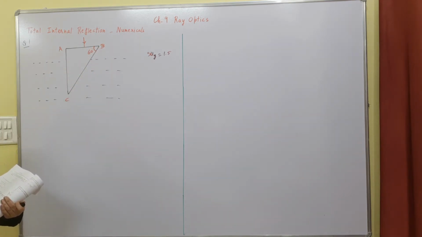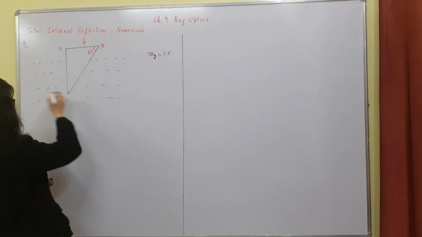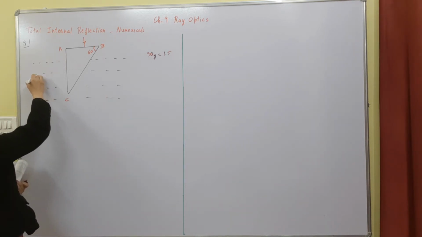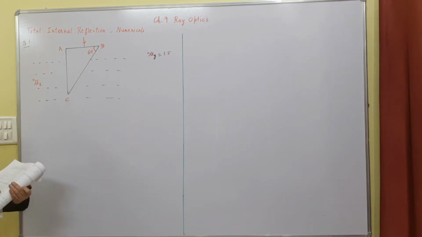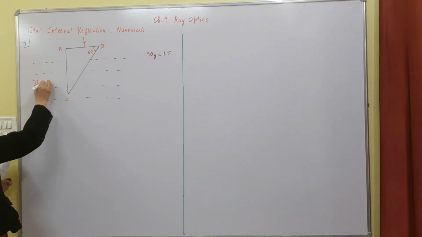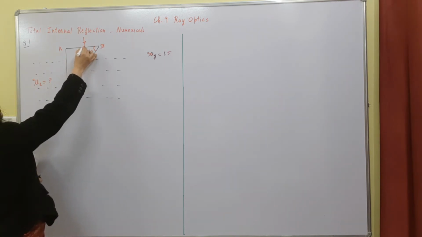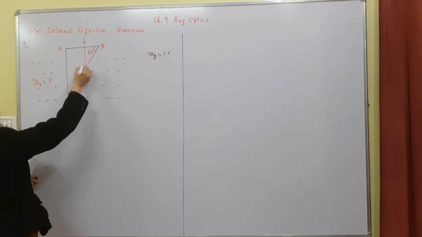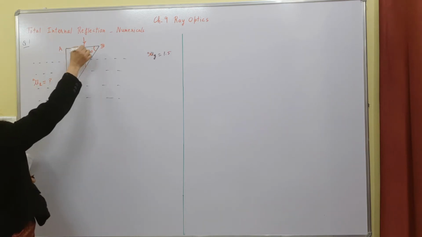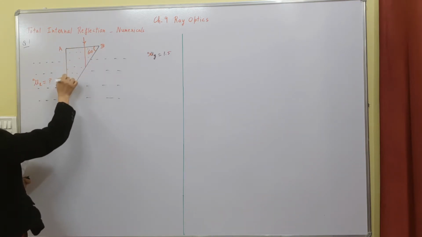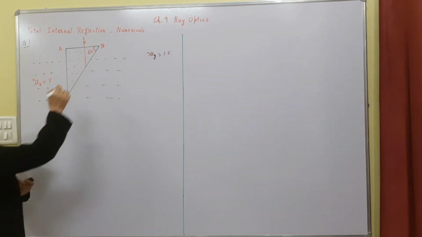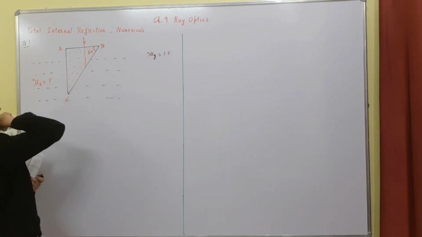The prism is partly immersed in a liquid of unknown refractive index. Its refractive index we don't know. Find the value of the refractive index of the liquid so that the ray grazes along the face BC after refraction through the prism. So they are saying that when it is undergoing refraction, this is 90 degree, so it will fall here, right? Now this one is denser because this is glass.